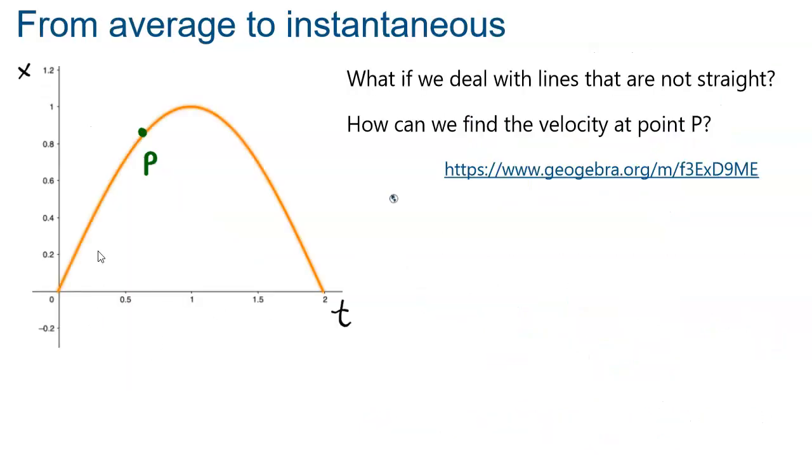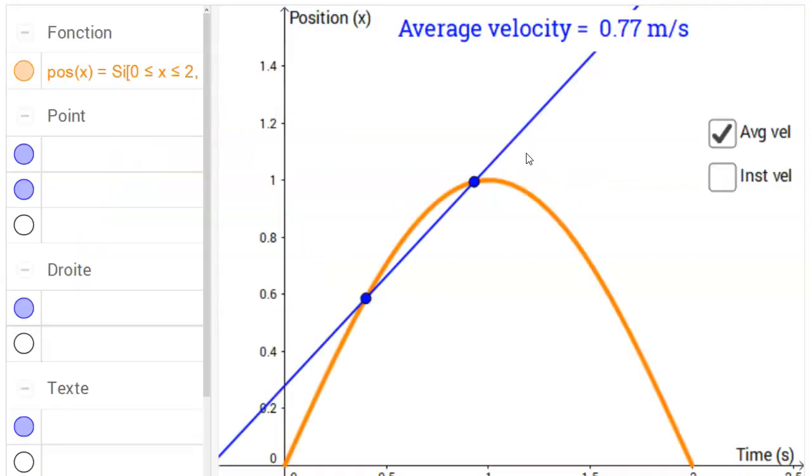But how do we deal with this if we have a line that is not straight, but is curving? How could we find the velocity at point P now? That's not as obvious. So I want to use a small GeoGebra simulation to explore this with you. The idea is not complicated.